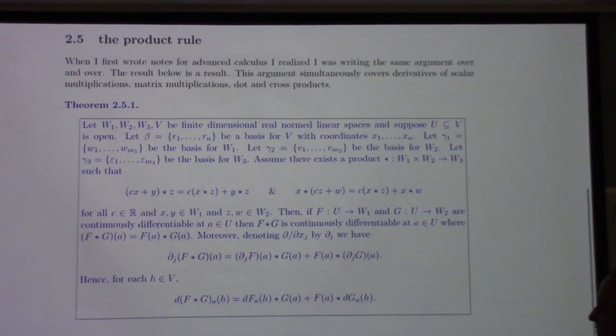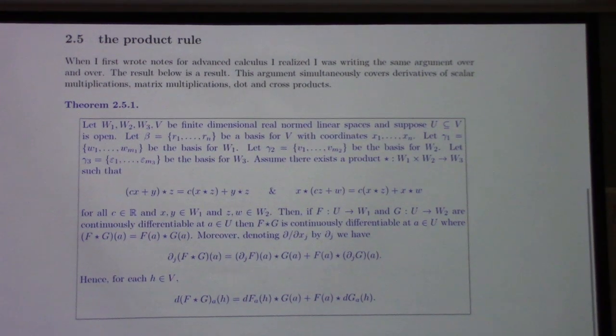So I have different things going on. I have W1, W2, W3, and V, all finite dimensional real normed linear spaces. U is a subset of V. So I'm thinking of V basically as the domain of the functions involved. Well, U is a subset of V, which is the domain. So V is the place where the independent variables are.